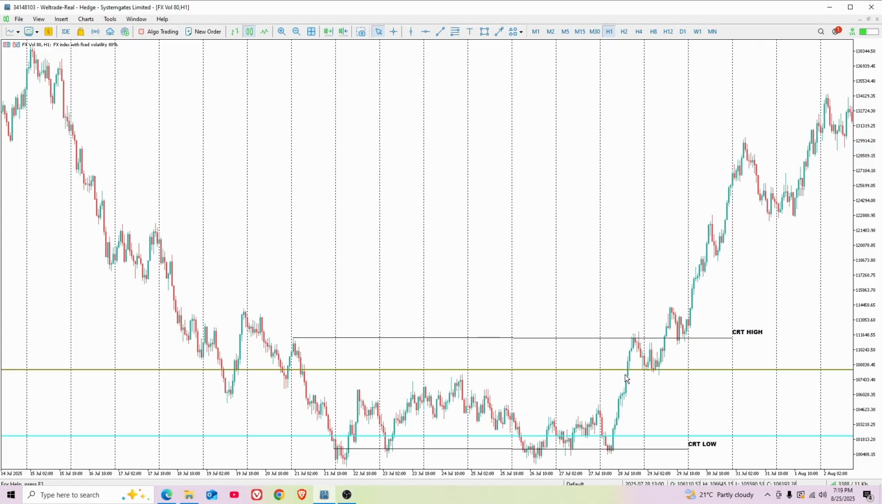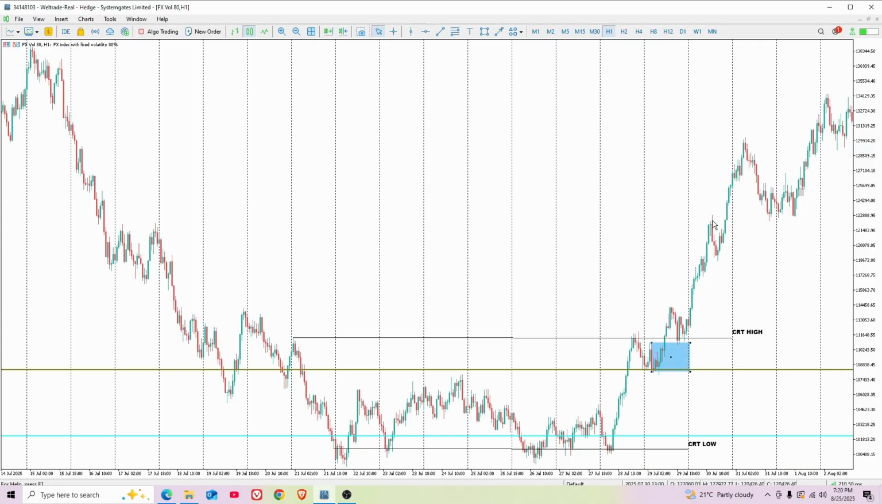What do we have over here, right? You have your fair value gap and your monthly CRT low. The market taps into that, finds support, and then it breaks the structure above. We then have an order block in this region, and the market comes back into it, which is a key level also. We're looking for more buys.